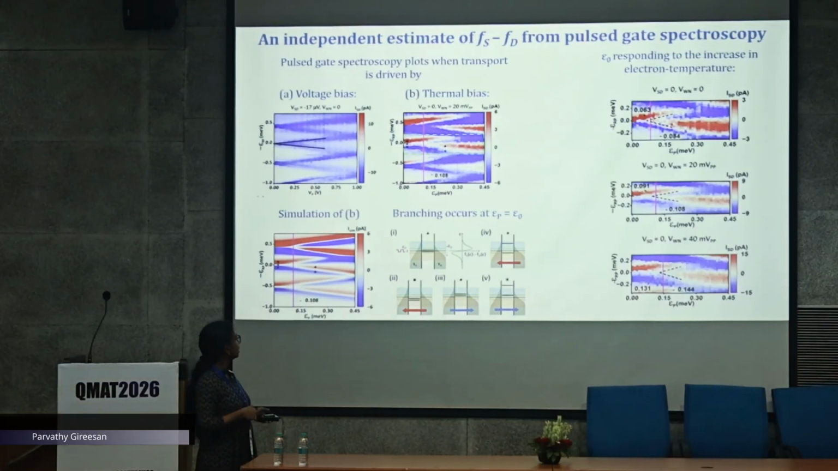And we additionally note that this branching point, since the gate pulse amplitude probes the energy axis of Fs minus Fd, instead of fitting to the line shape or amplitude of the thermocurrent, the only possible error in this branching point can come from the lever-arm conversion of the gate voltages to energy.